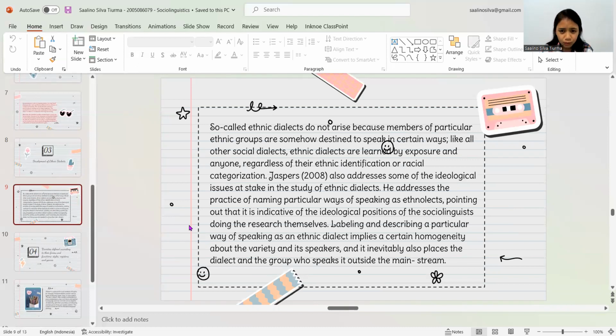So Jesper, 2008, also addresses some of the ideological issues at stake in the study of ethnic dialect. He addresses the practice of naming particular ways of speaking as ethnolects, pointing out that it is indicative of the ideological positions of the sociolinguists doing the research themselves. Labeling and describing a particular way of speaking as an ethnic dialect implies a certain homogeneity about the variety and its speakers, and it also places the dialect and the group who speaks it outside the mainstream.